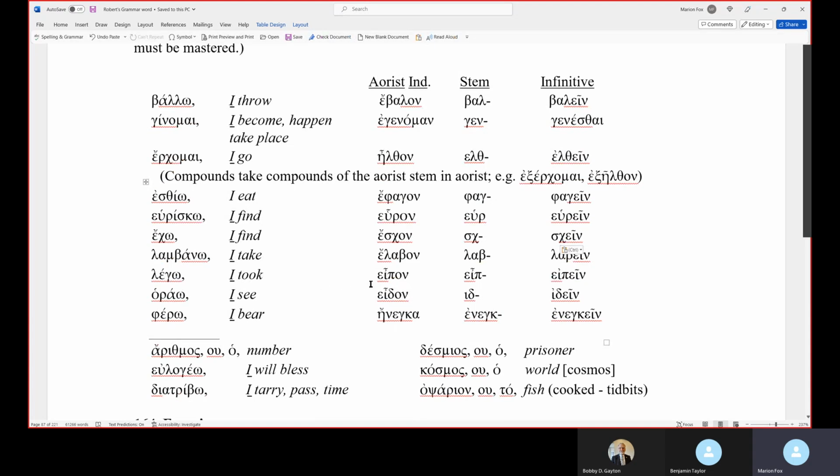Lego, I took. iPhone is completely different. So it doesn't even look like it. I is your stem. And so we take our basic stem and then put epsilon iota nu on it. All right?